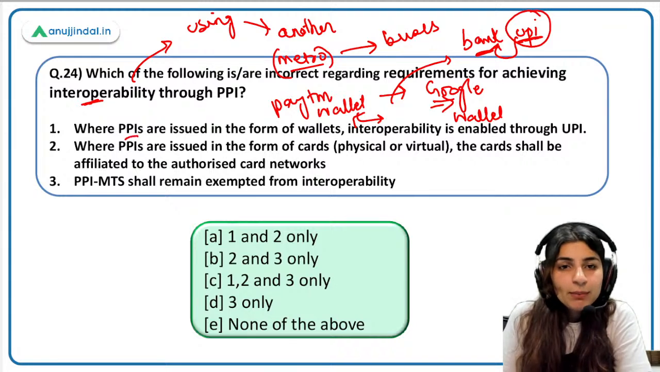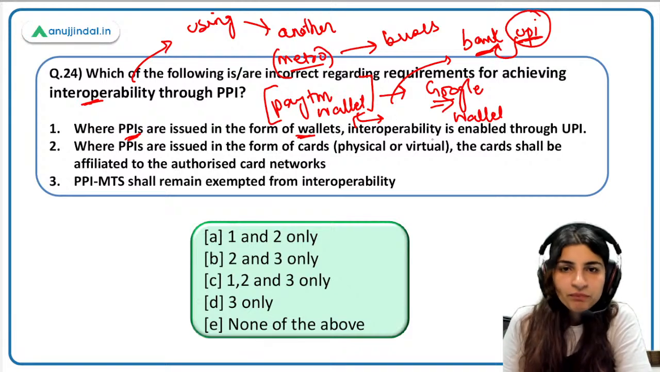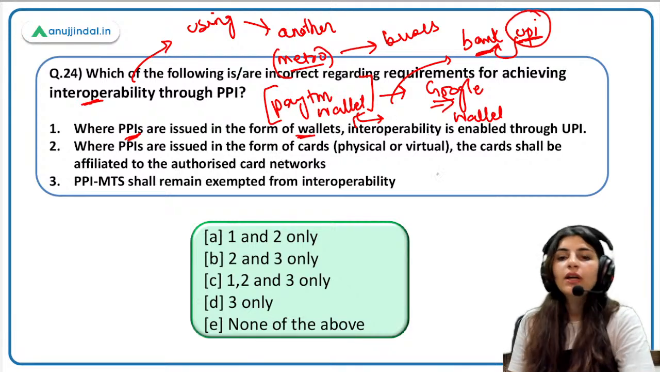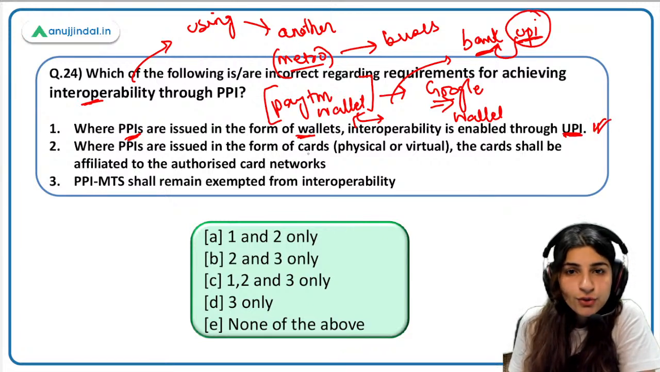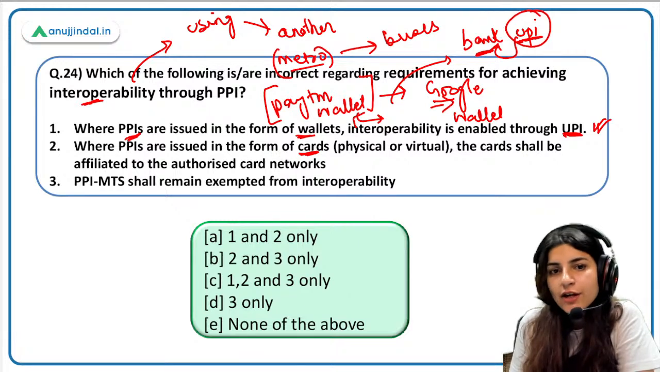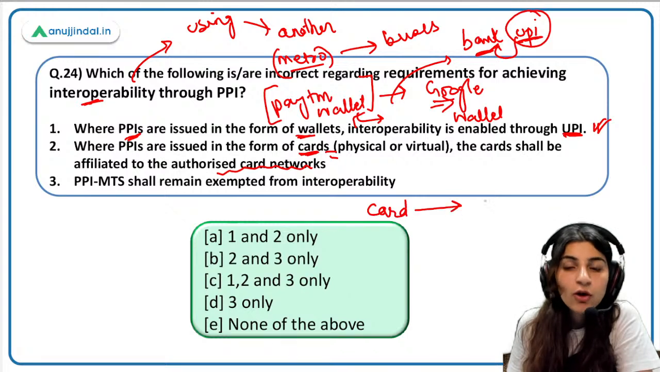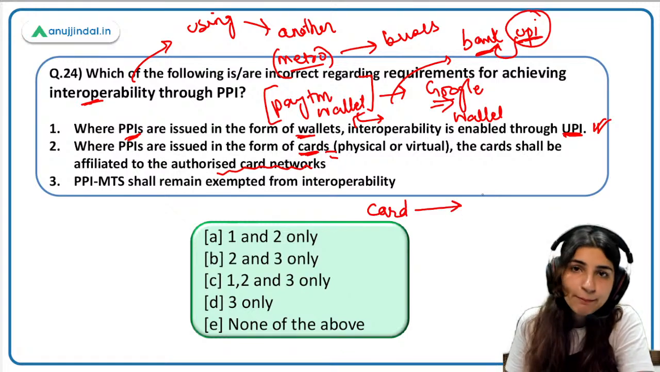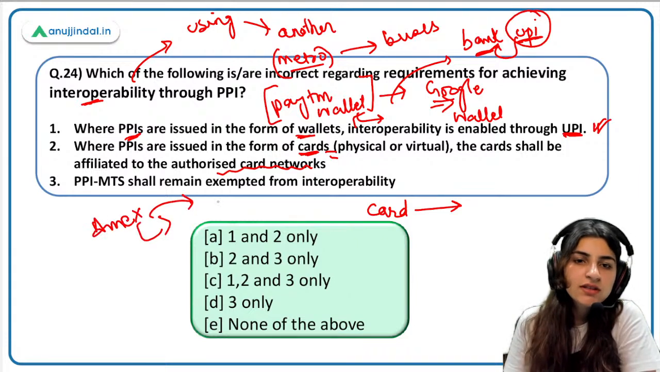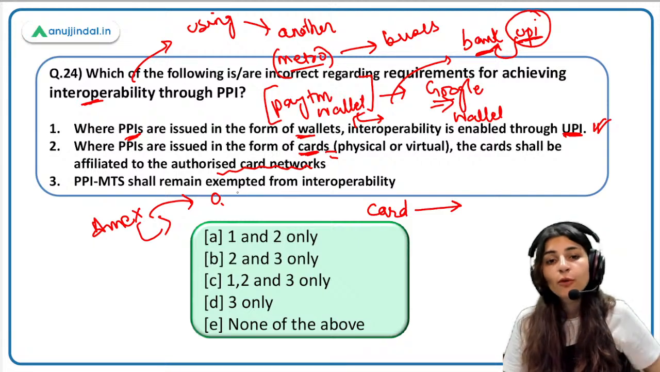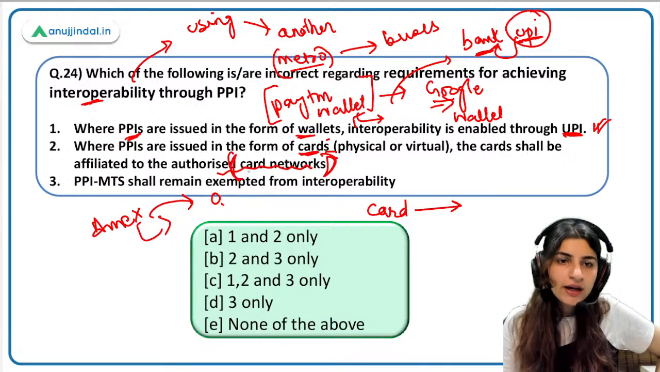So where PPI are issued in the form of wallets, I just explained Paytm wallet का example. When PPIs are issued in the form of wallets, interoperability is ensured through UPI. Yes. Where PPI are issued in the form of cards, तो interoperability कैसे ensure होगी? Card networks authorize करेंगे if their card can be interoperable or can be used in any other location. So for example, एक Amex का card है, and you can use this card in several other places. Let's suppose Amazon Pay से आप इसमें payment कर सकते हो. So this is authorized by that card network.